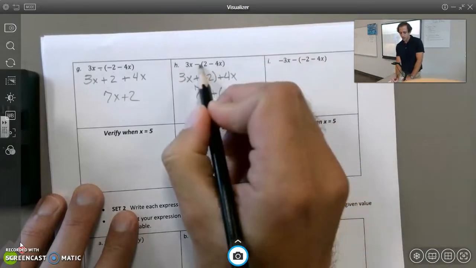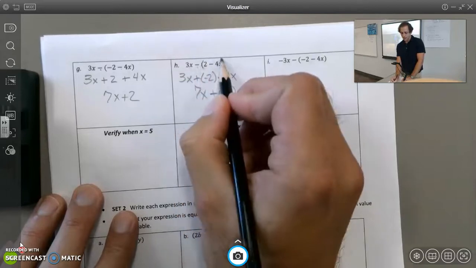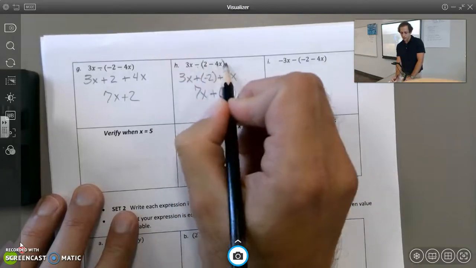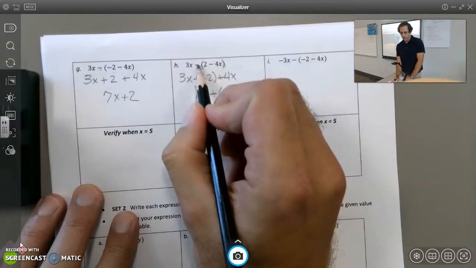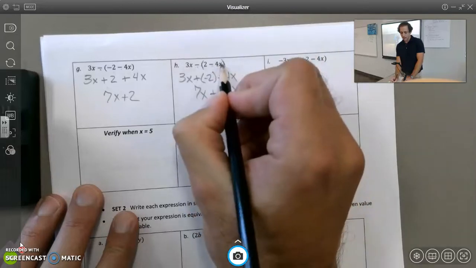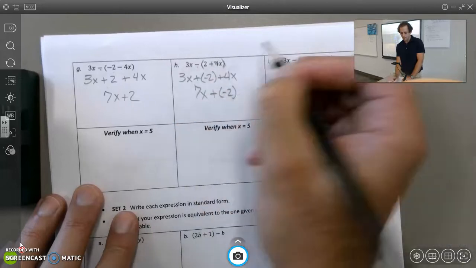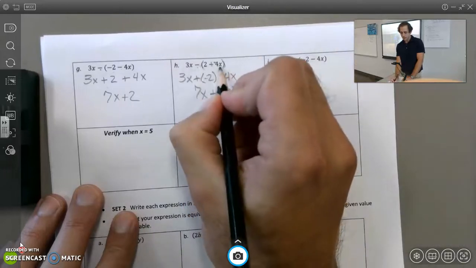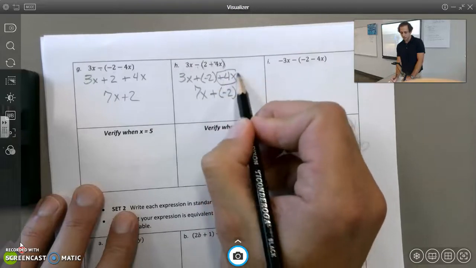This is key. When I'm subtracting a binomial, an expression that has two terms in parentheses, if I have subtraction in that, I need to think about the second term as a negative term, like I'm adding a negative here, so that when I subtract this term, it actually turns into addition. Does everybody notice that becomes addition?